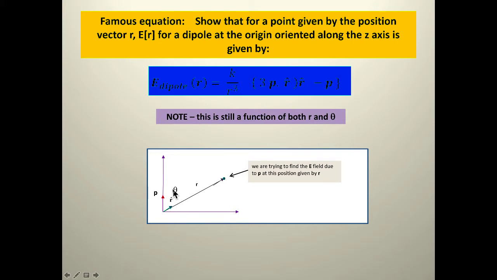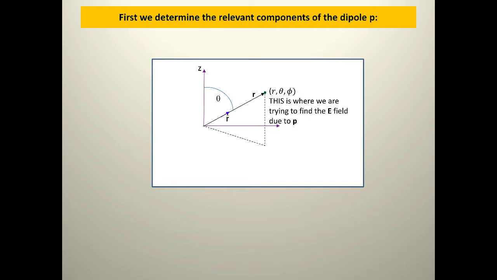The angle between p and r is the angle theta, which, because of the way we oriented p, is the polar angle theta. So when we display the dipole moment p, which is this red arrow here, we've already said that this is the angle theta, so that if we wanted to find the component of p along r, that would just simply be p times the cosine of theta. That would be p dotted into r hat.